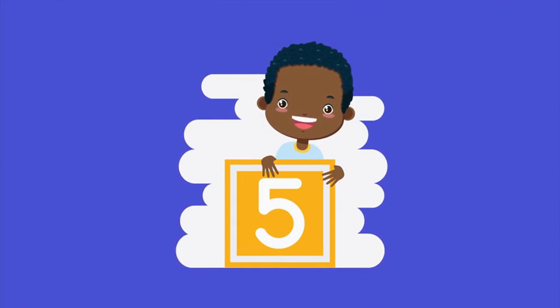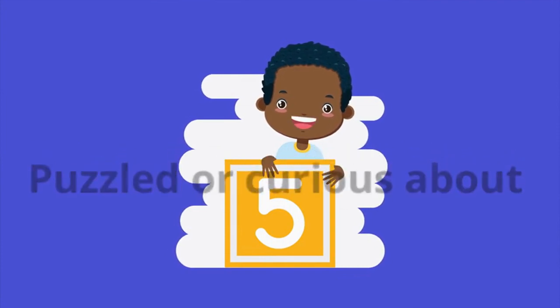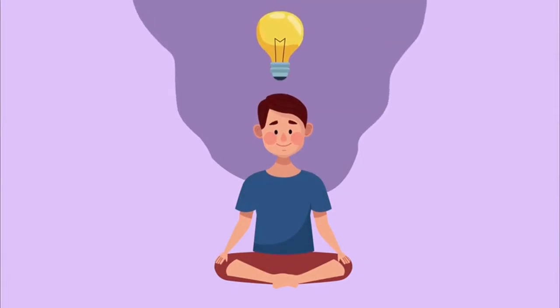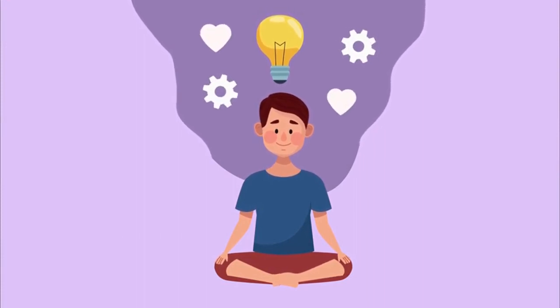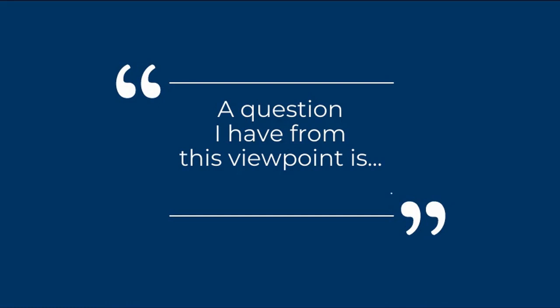Step 5 is all about asking your learners to imagine what this person or thing might be puzzled or curious about and create a question from this viewpoint, as if the person or thing was asking this question aloud. Again, you would want to provide time to generate and record some ideas. Some example prompts could be: a question I have from this viewpoint is, and have the learners complete the sentence.